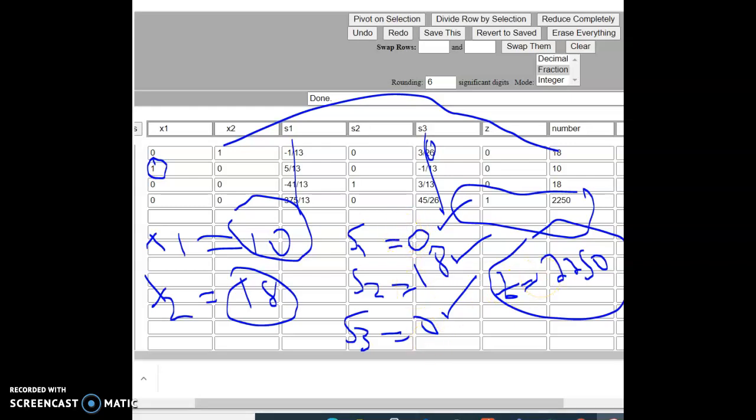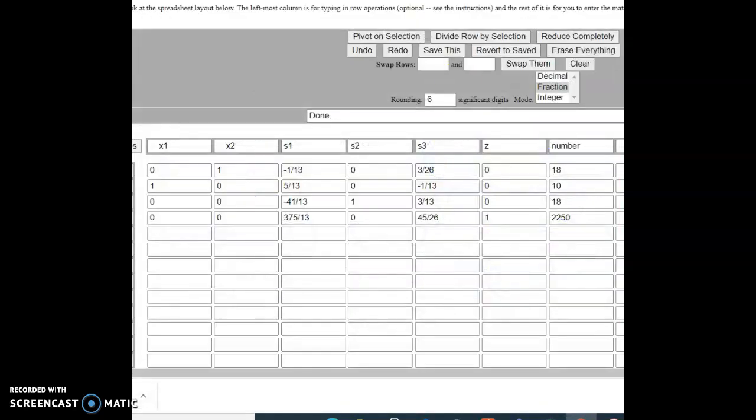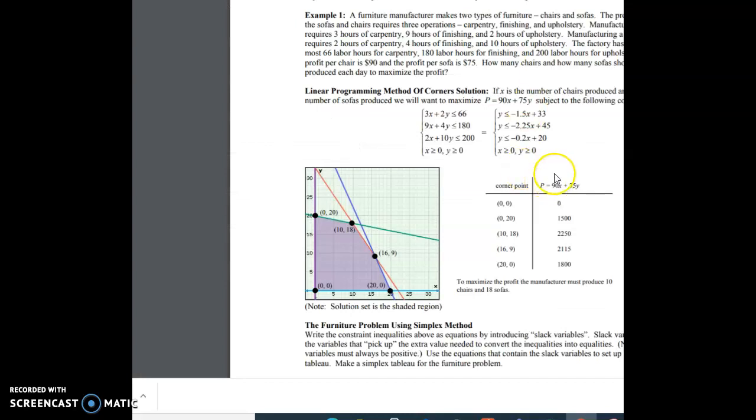All right, so let's go back and look at the original. And again, the reason I know I'm done pivoting, I have no negatives in the bottom row. All right, so let's go back and look. All right, so our maximum is right here, 10, 18. Okay, so I should make 10 sofas, I guess, 10 sofas, 18 chairs, and do a maximum profit of $2,250. And my leftovers were carpentry, finishing, and upholstery. All right, so whatever I had left over is going to be dealing with that.